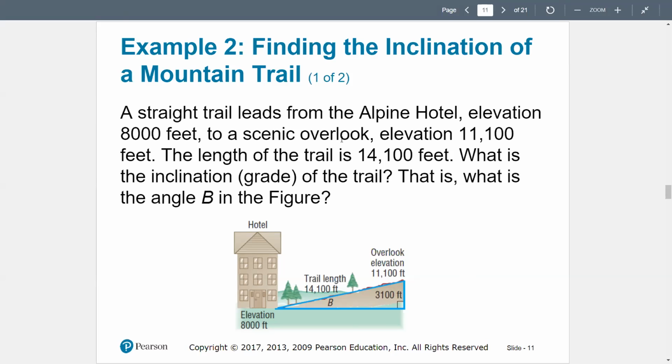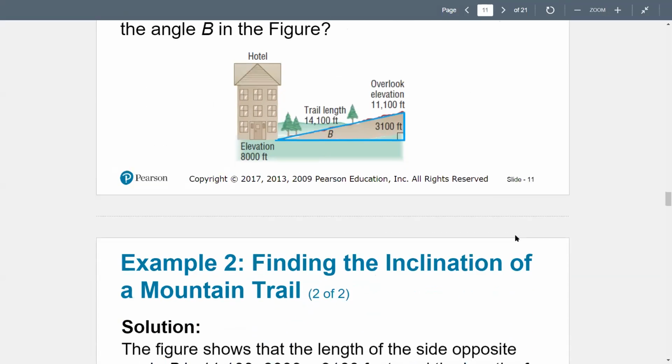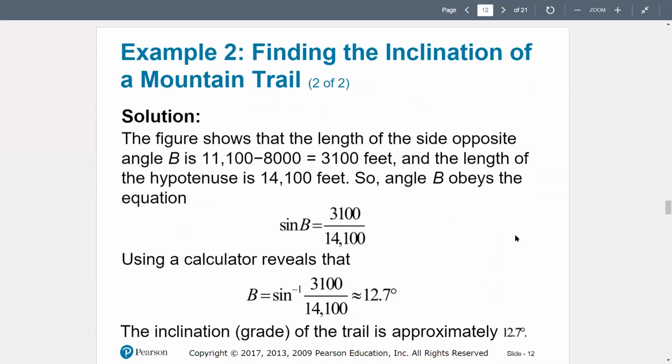I think it's sine inverse of 3,100 over 14,100. Yep, exactly. So I won't even take it over into the whiteboard. You got it right.